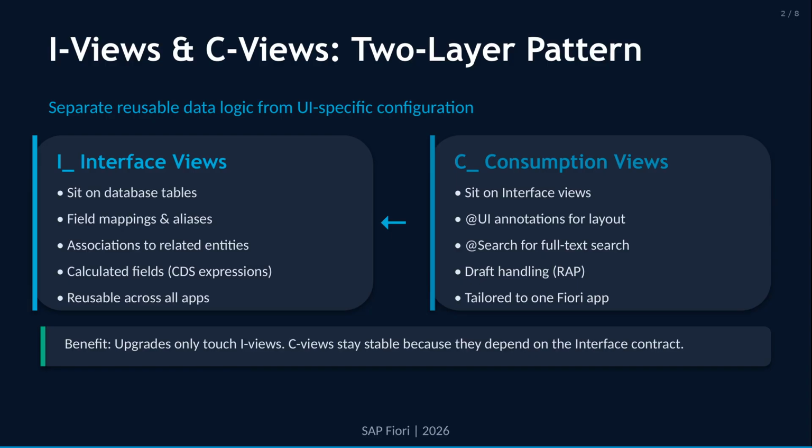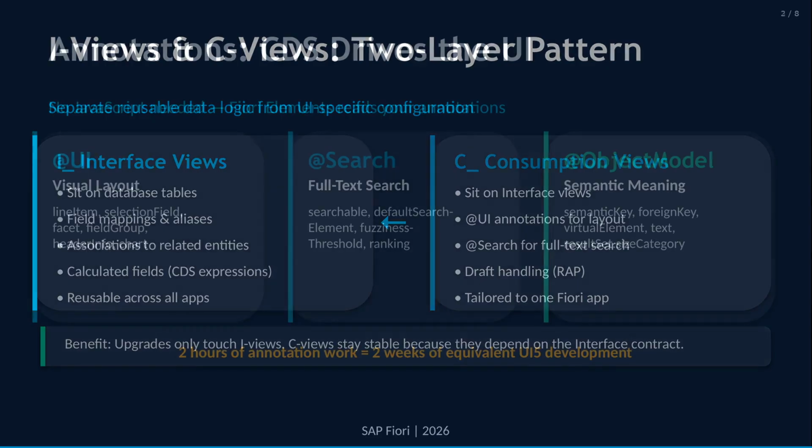The second layer is the consumption view, prefixed with C_. Consumption views sit on top of interface views and are tailored for a specific Fiori app. They add UI annotations, search configurations, and field-level customizations that only make sense for one particular Fiori app. The separation matters because when SAP upgrades your system, only I views need to align with table changes. Your C views remain stable because they depend on the interface contract, not on raw tables.